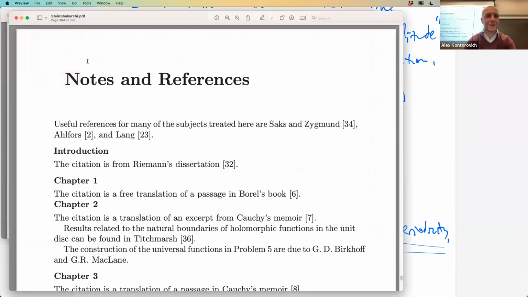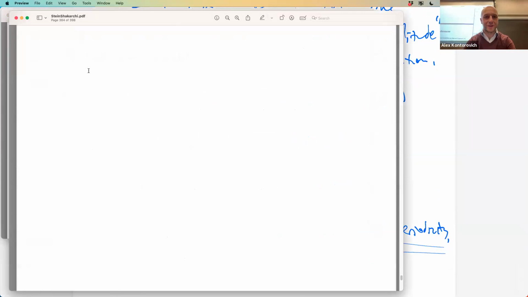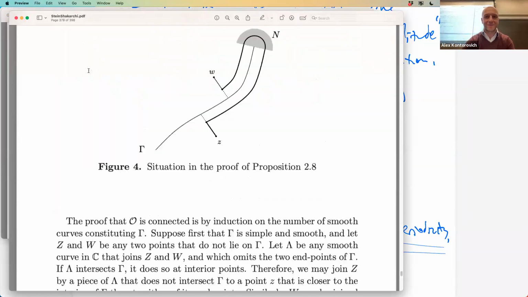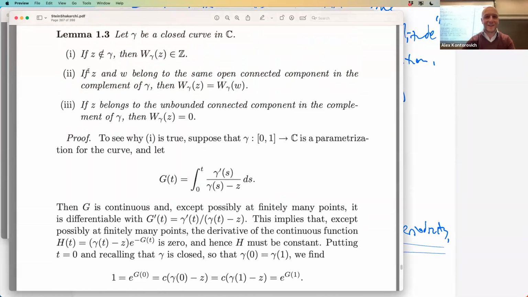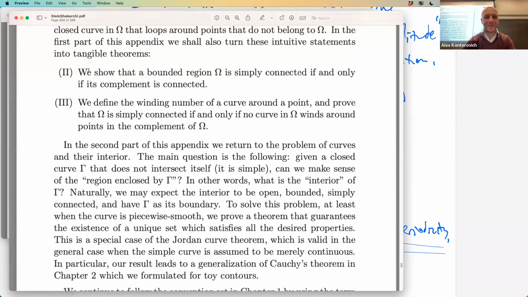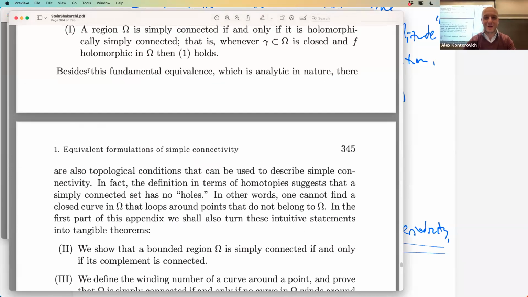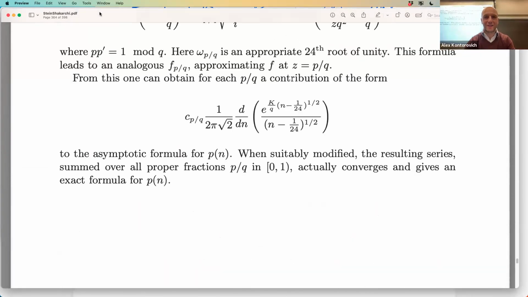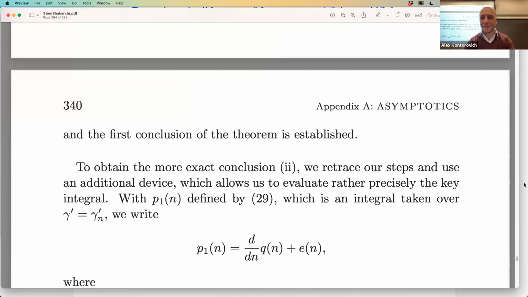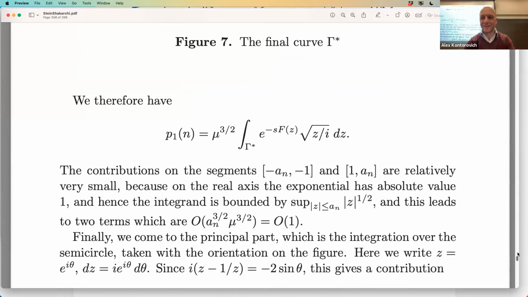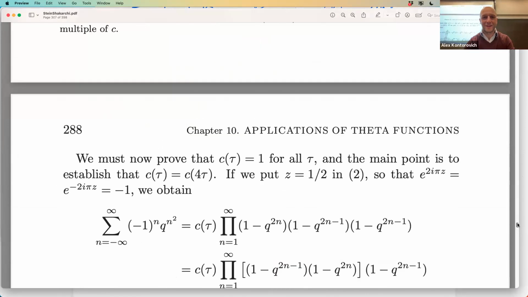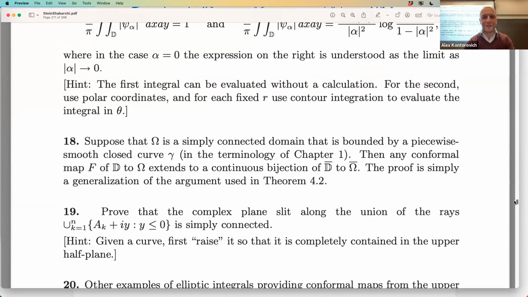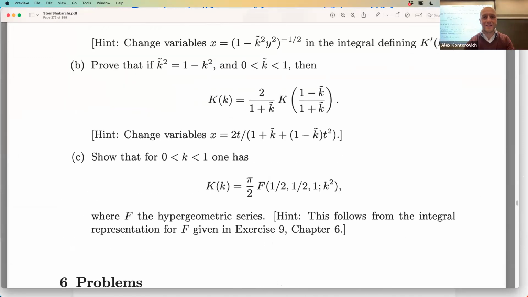Page. How do I get to page? Why can't I move? There we go. Now you'll understand the quote. Come on. Why can't I just go back? I have to do this. It's going to be painful. There's a little slider. There we go. Okay, applications of theta functions. Oh wait, that was it. Come on.